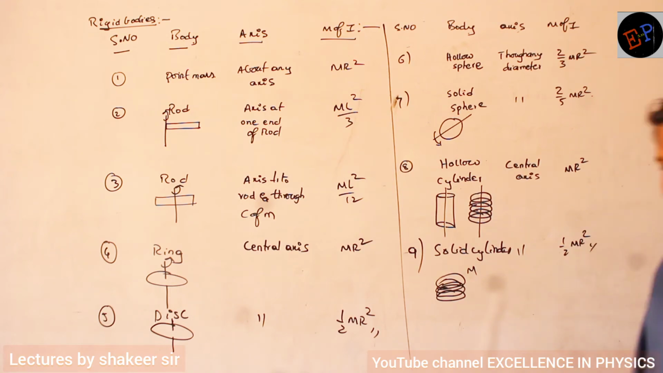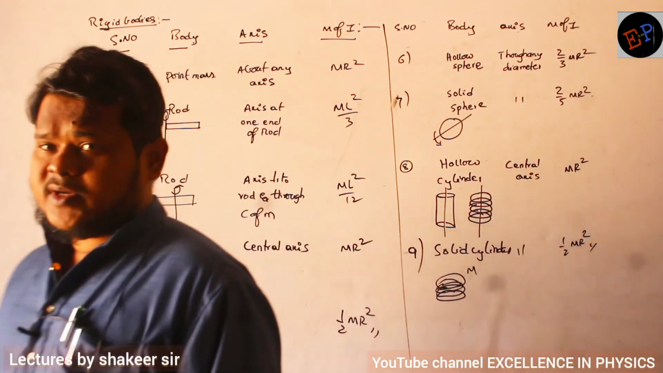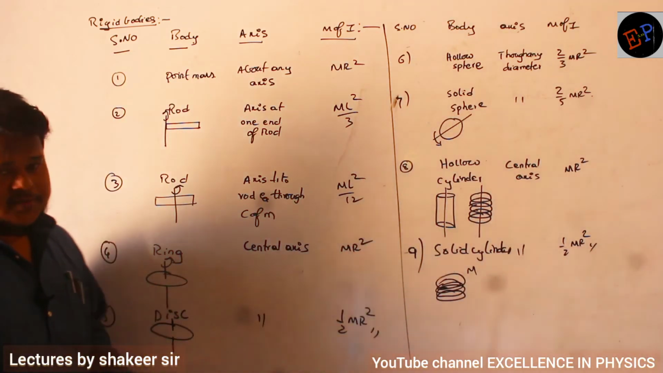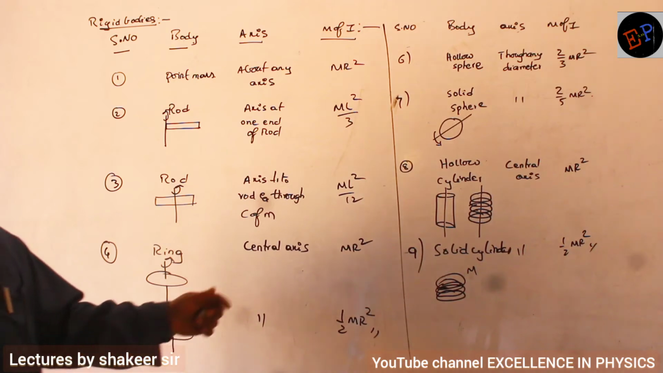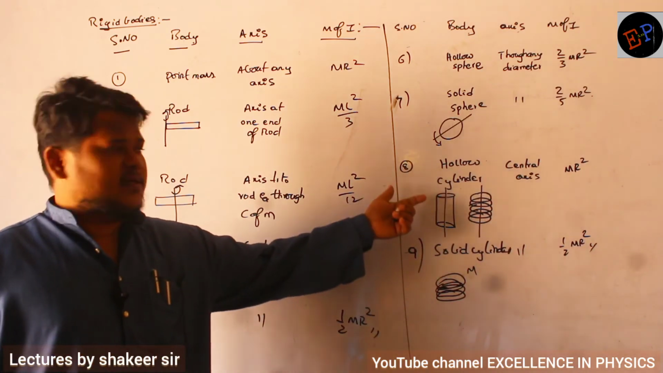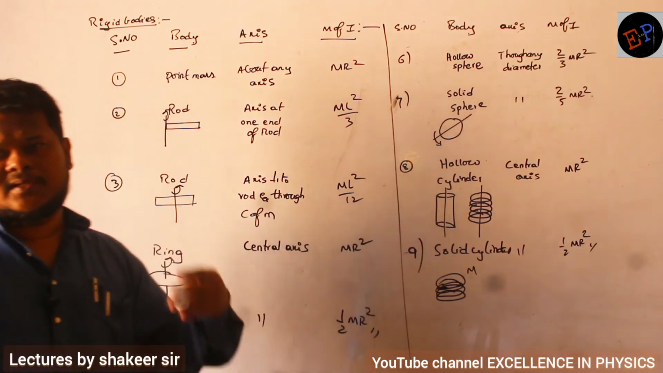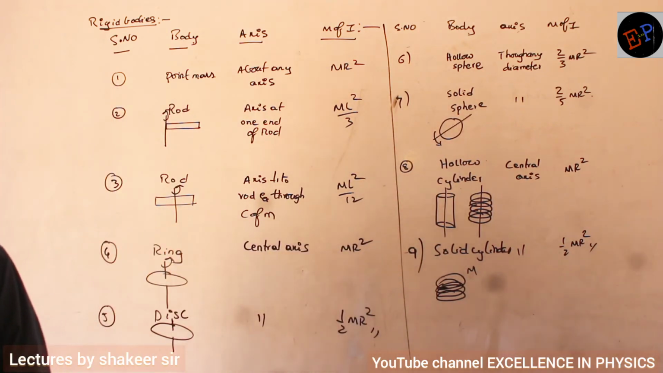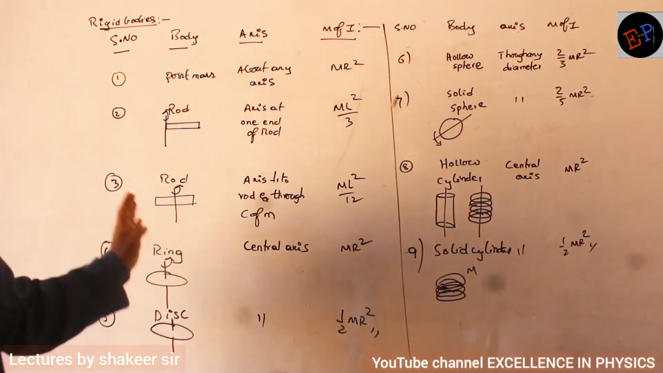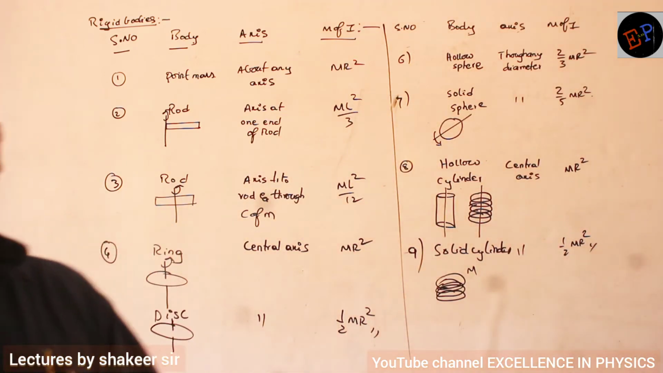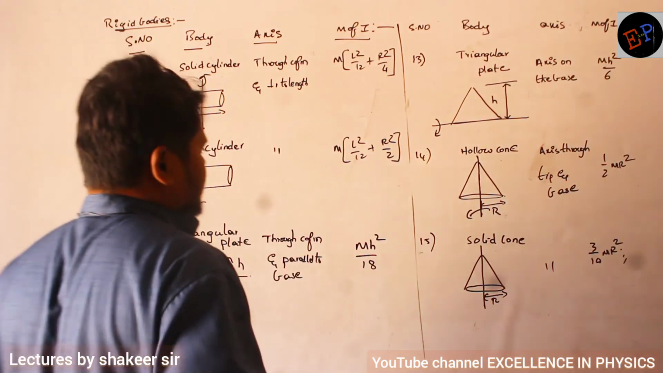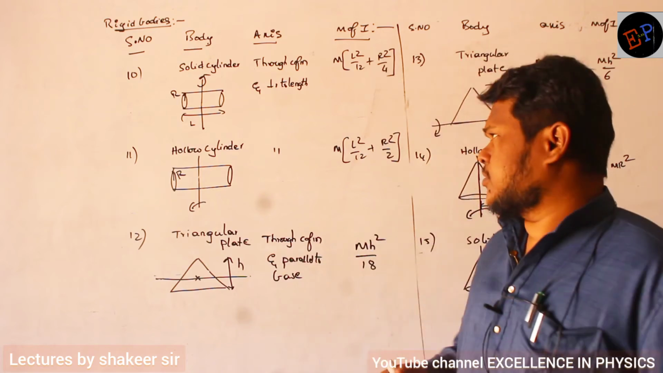Understood, no? That's it. So this is how you can remember the moment of inertia of some bodies. If you are placing rings one above the other, it will become a hollow cylinder. Discs, if you are placing one above the other, then it becomes a solid cylinder. Fine? So these are some additional bodies which you should remember.